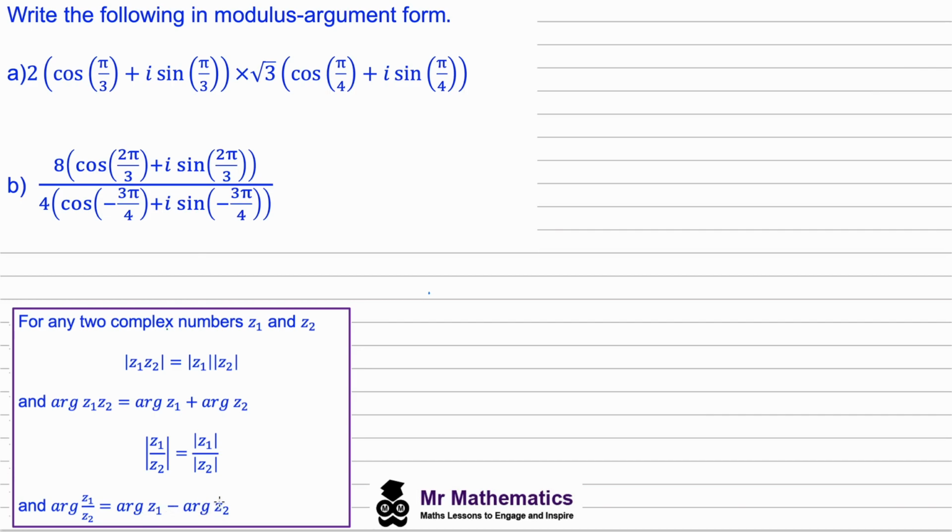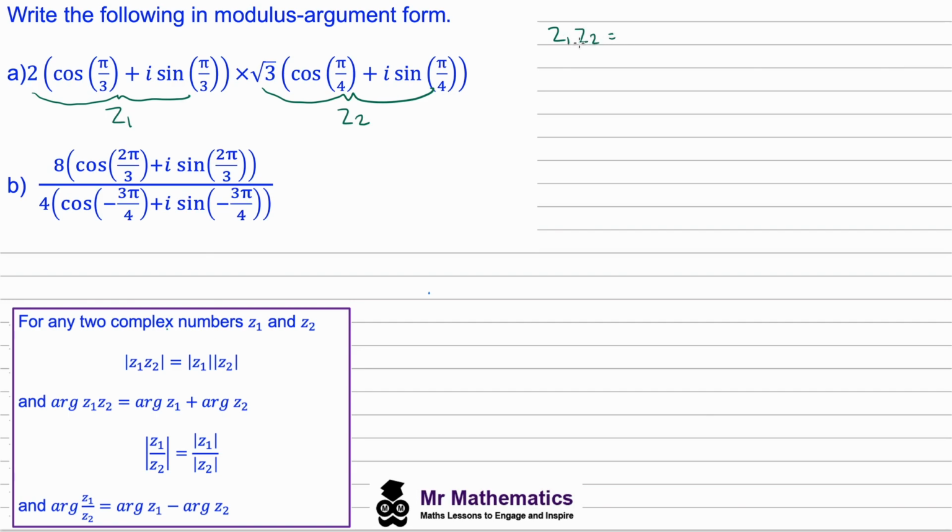So if you're not sure about any of this, you should check out my previous video where I prove these properties for you. Okay, so if we look at example A, we've been asked to write the product of these two complex numbers in modulus argument form. So if we say that this will be z1 and this complex number will be z2, and we want to work out z1 multiplied by z2.